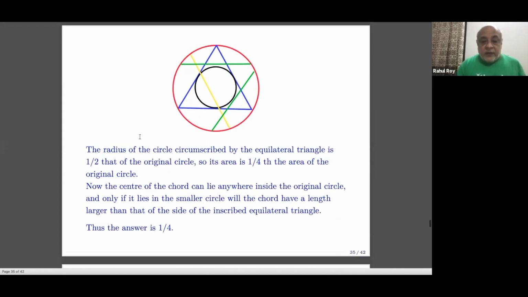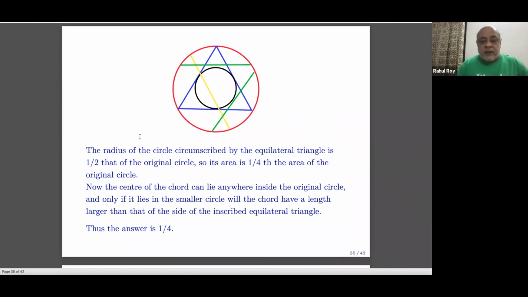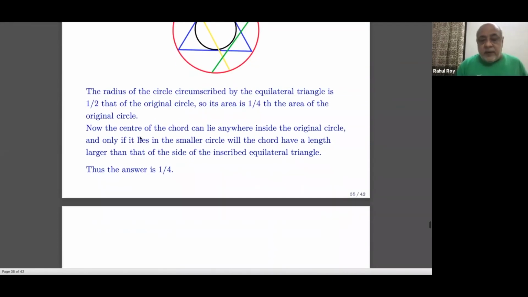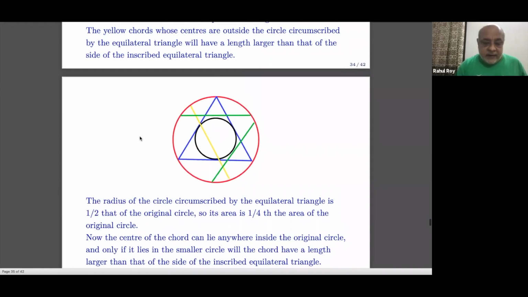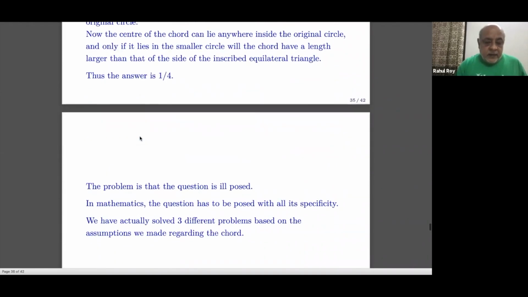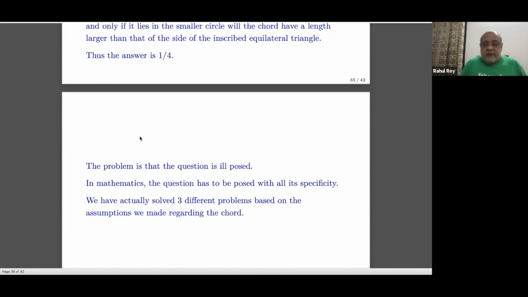So we've got now three different solutions: half, 1/3, and 1/4. How do we resolve this? Clearly, all three cannot be correct. The problem is that this question is ill-posed. In mathematics, as well as in probability, as I wrote in the abstract, the question has to be posed with all its specificity. We have actually solved three different problems based on the assumptions we made regarding the chord.